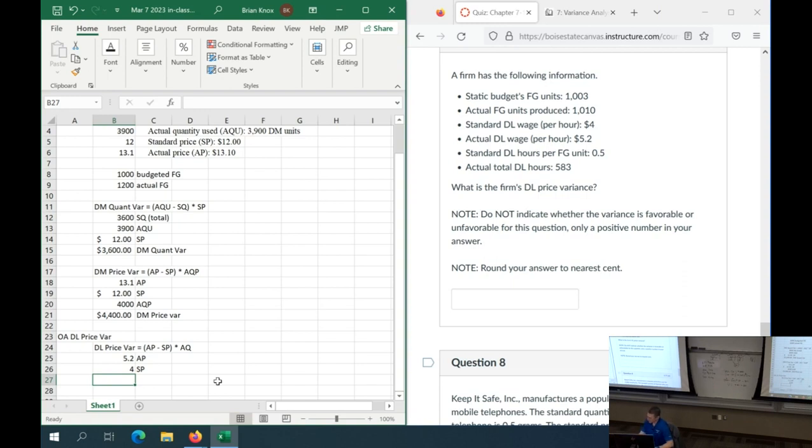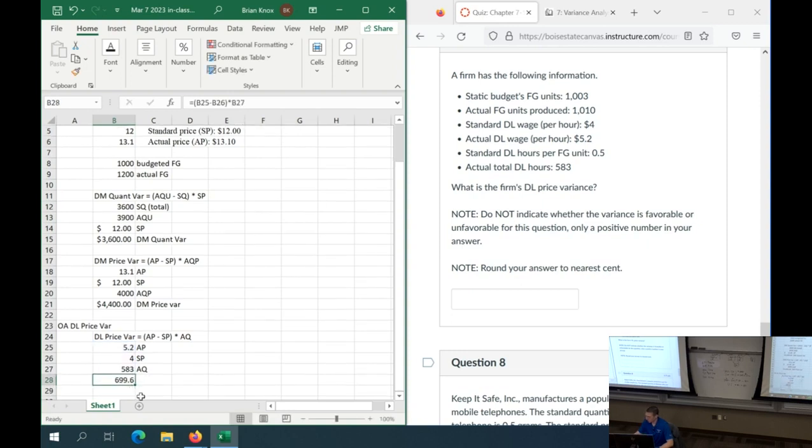Actual quantity is 583. That's right there. Actual quantity, in this case, is hours. 583. So I can do the equation now. I can put it in the parentheses, multiply the difference by actual quantity. That should be the answer. Let me double check here. Or if you see something, let me know.